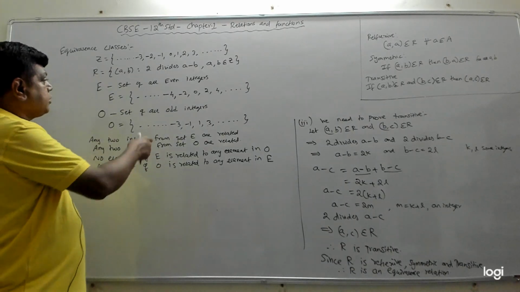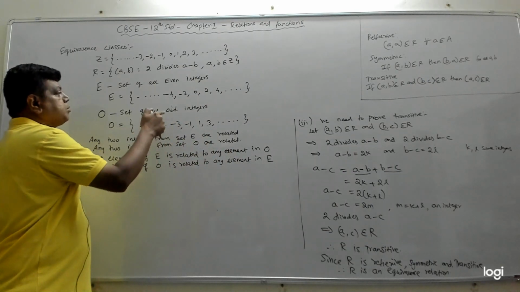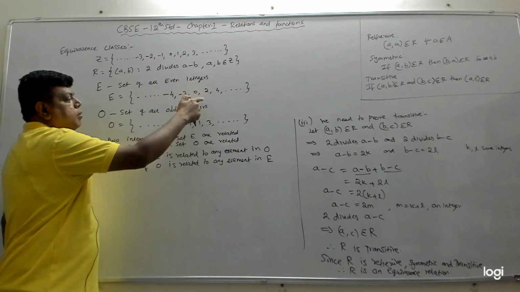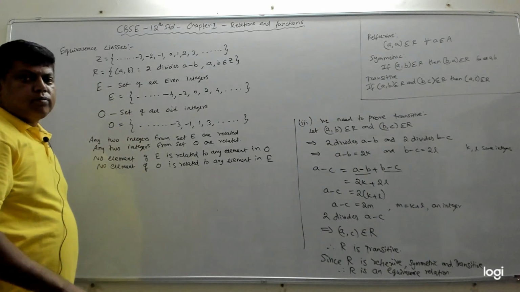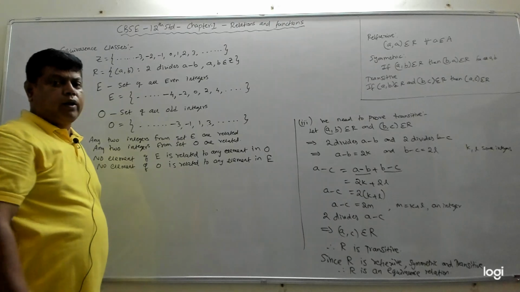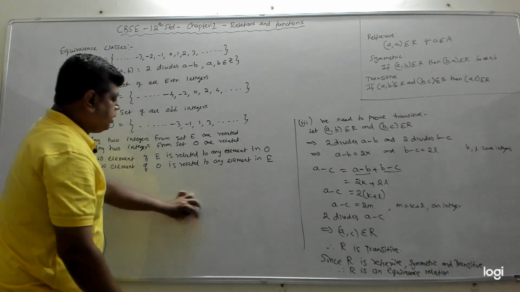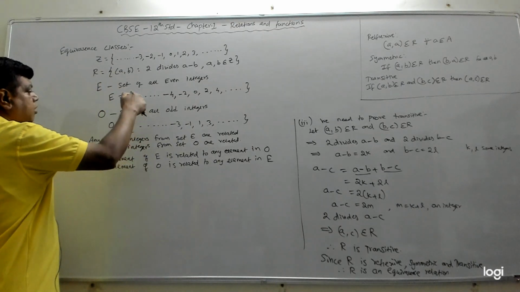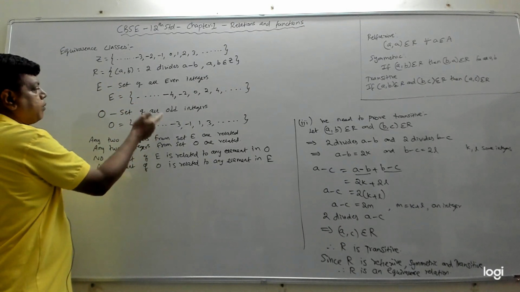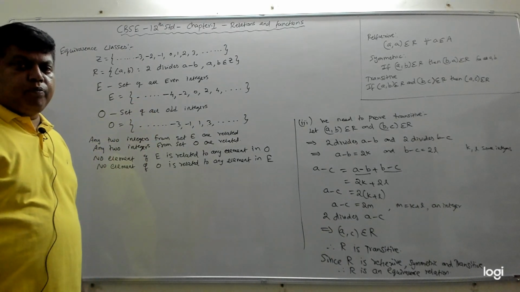No element of E means no integer in E is related to any element in O, which means your 2 and 1, or 2 comma 1, is not related. 2 is not related to 1 because 2 minus 1 is 1. Does 2 divide 1? No, 2 doesn't divide 1. So any element that you take from E is not related to any element in O, and vice versa. Any element that you take from O is not related to E.